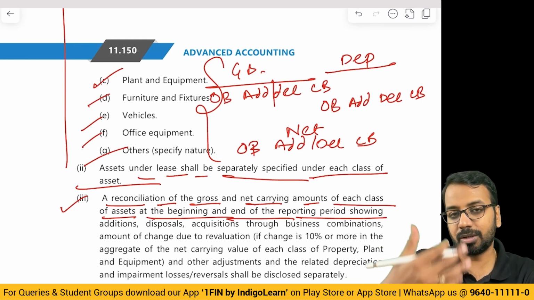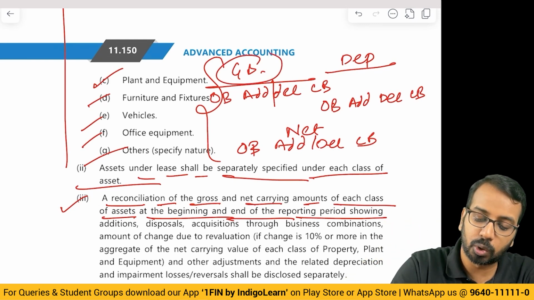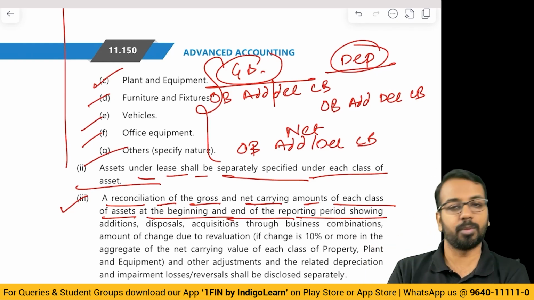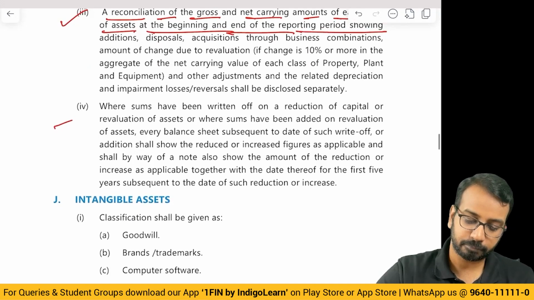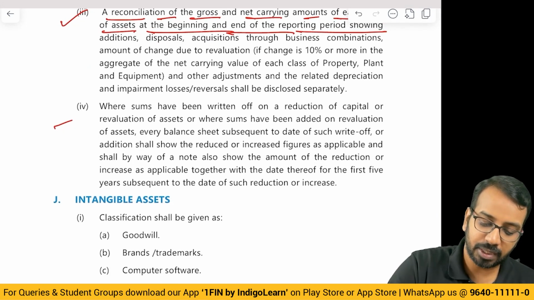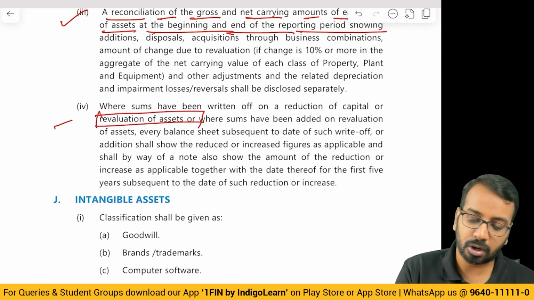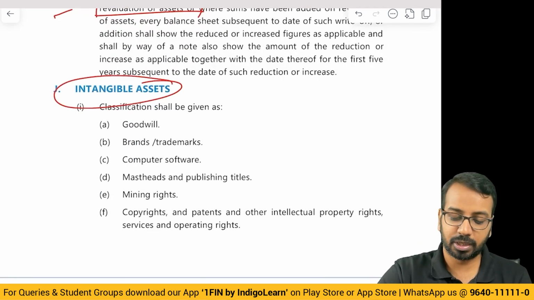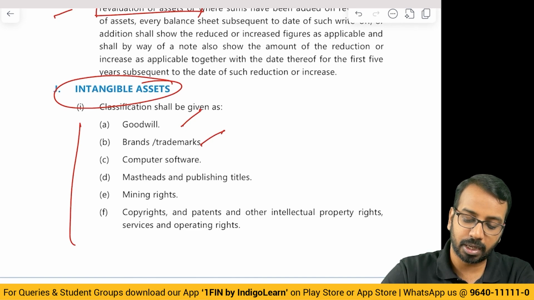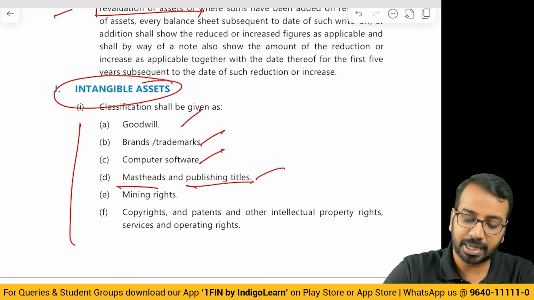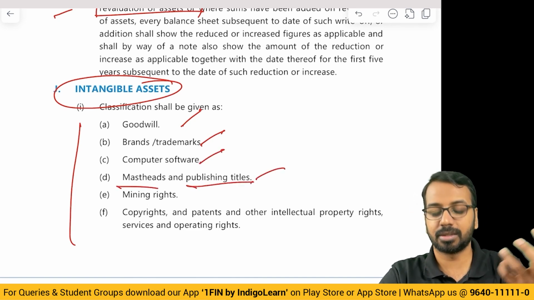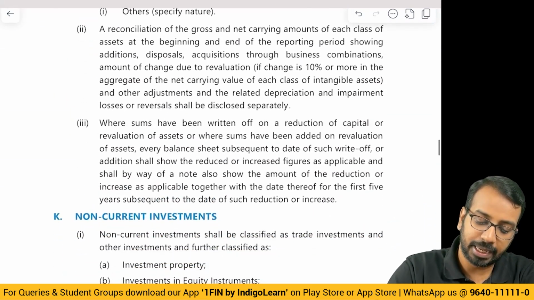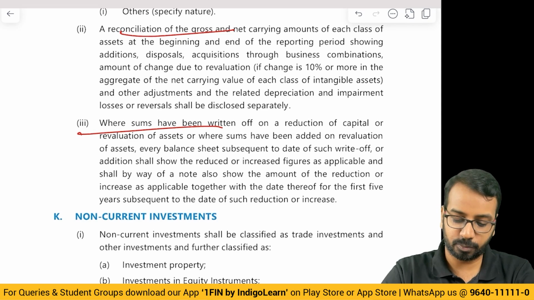Now in the examination, for our case, you will generally have only the gross block and depreciation. So you will show gross block less depreciation, the net amount. If there is any revaluation of asset, details of the amount of revaluation have to be disclosed separately. Then intangible assets, you will give the classification as goodwill, trademarks, computer software, mastheads and publishing titles. This is more for publishing companies, newspaper titles and others, mining rights, copyrights, etc. Again, reconciliation has to be given, and revaluation surplus has to be mentioned.